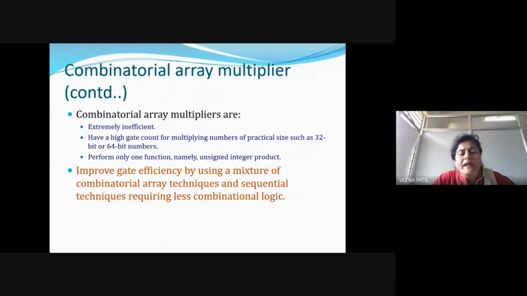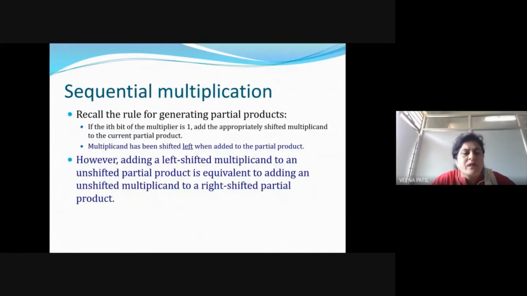So improve gate efficiency by using a mixture of combinatory array technique and sequential technique. It will require less combinational logic. So we will combine the array technique and the sequential technique so that we will get a new circuit. Okay. Now this circuit we call it a sequential multiplication.